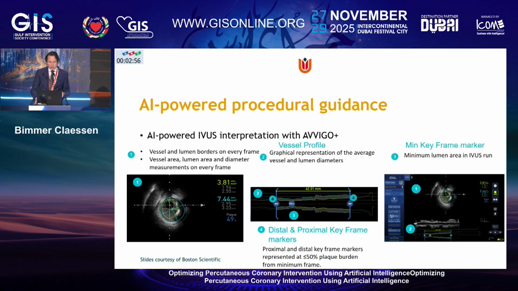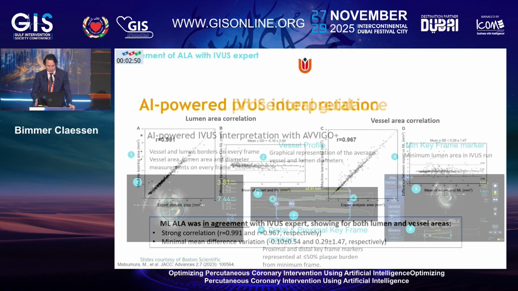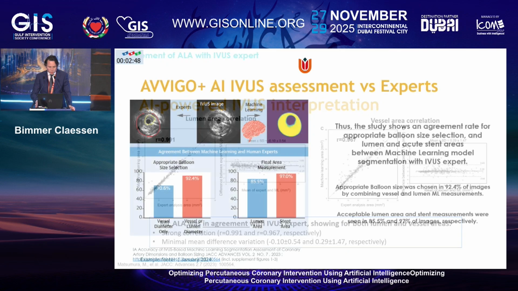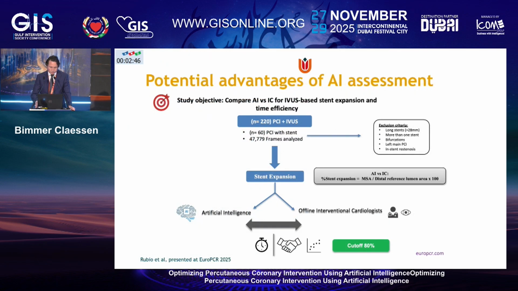Boston Scientific also has AVVIGO+ for their IVUS, which is a great way also for procedural planning. I will skip on this because I'm sure this will be in our next talk.